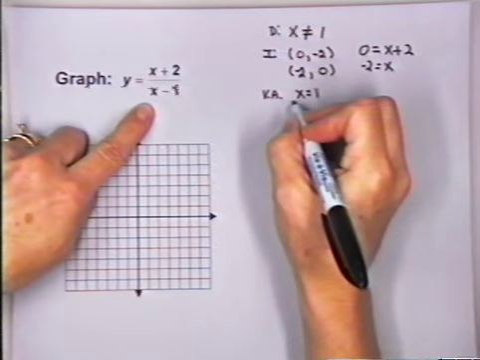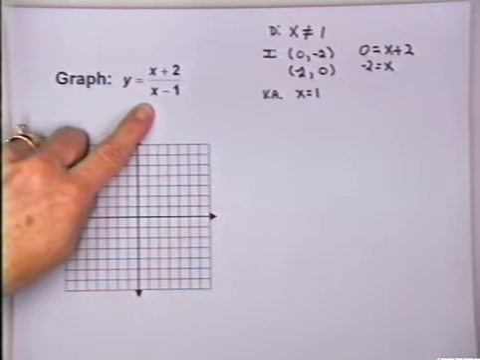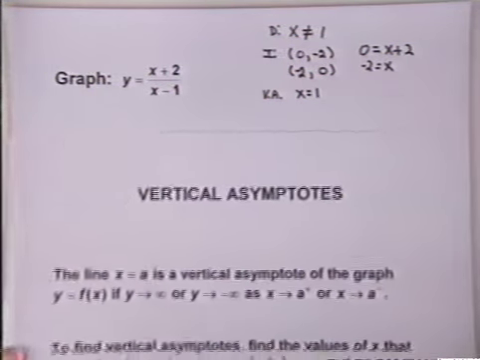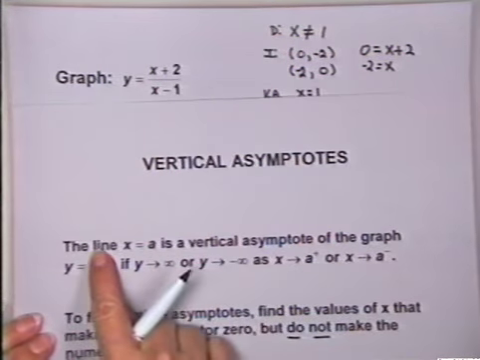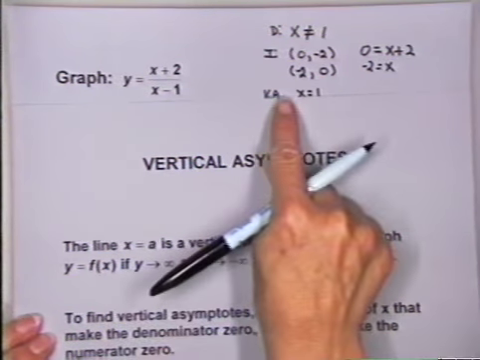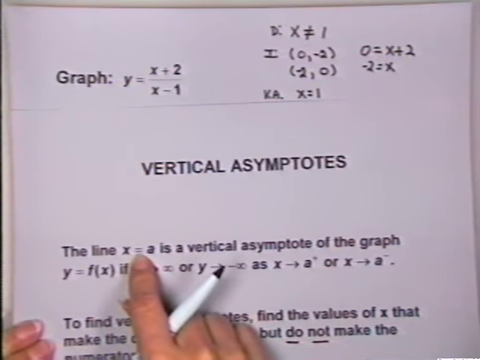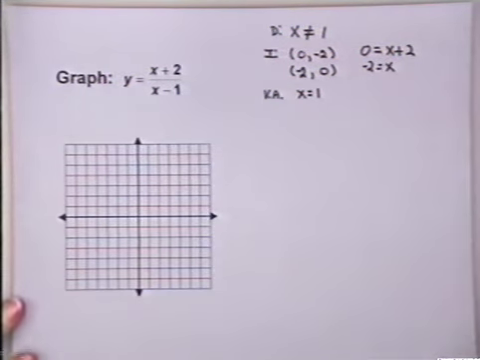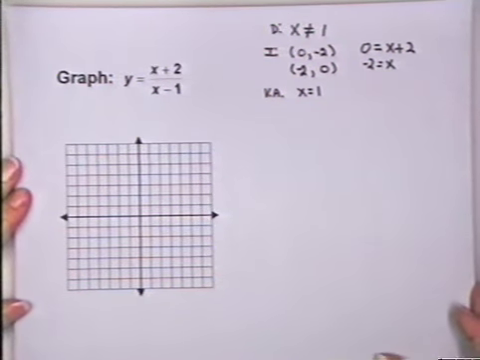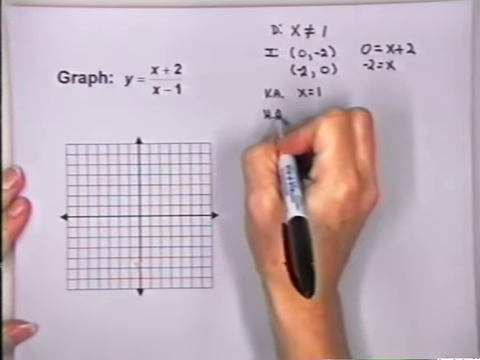So the x value of 1 gives us where our vertical asymptote is. Now you'll notice I'm writing for this vertical asymptote an equation, x equals 1. Notice in your definition of a vertical asymptote, the line x equals a. So anytime you write down a vertical asymptote, you should write it down as the equation of a vertical line. So the vertical line x equals 1 is a vertical asymptote. Okay? Now, what about horizontal asymptote?